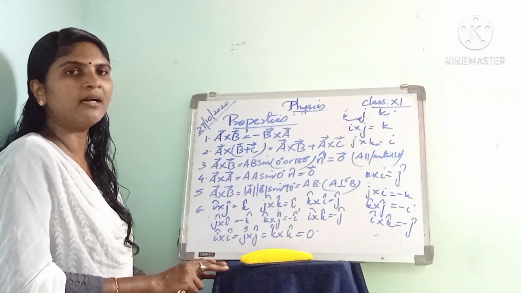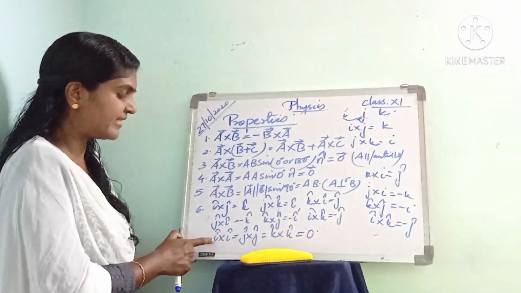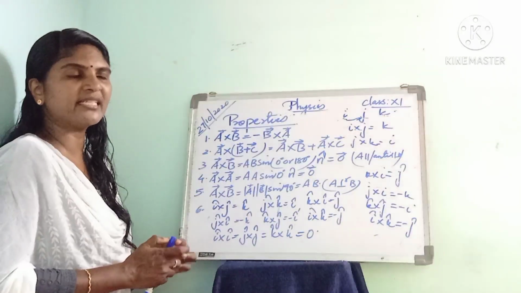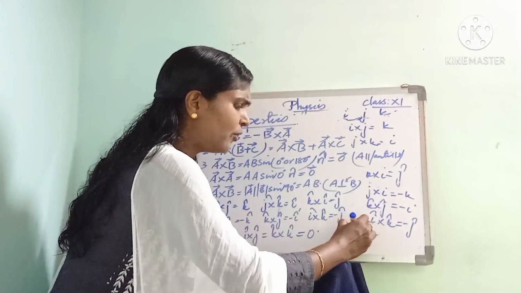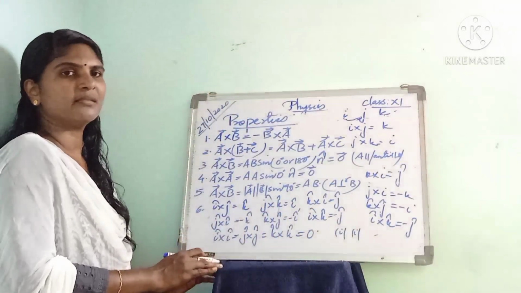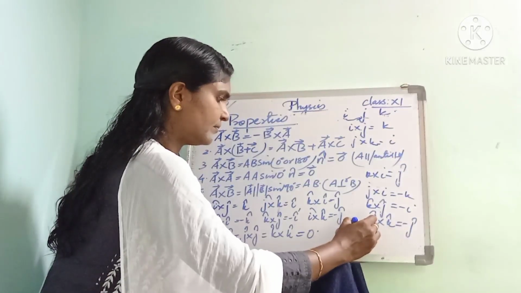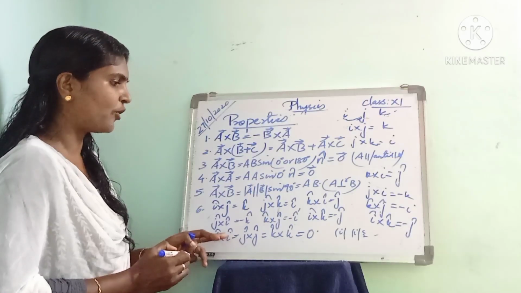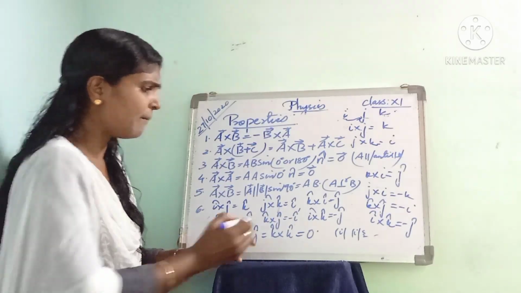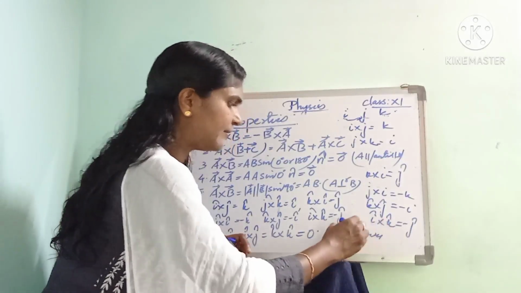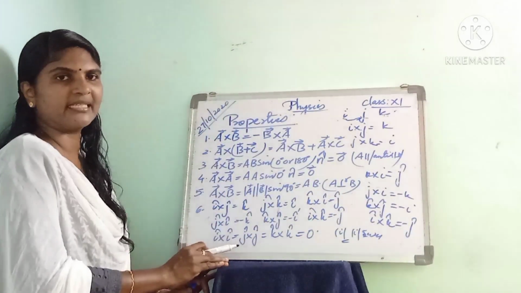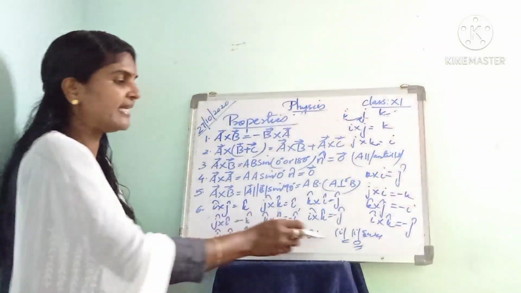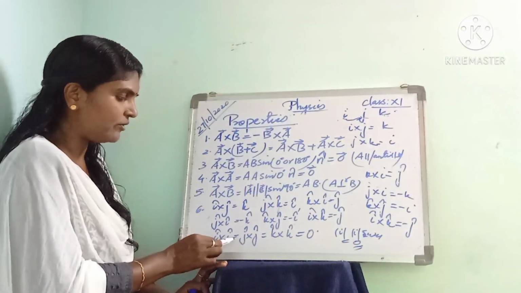And suppose we take the cross product of similar unity vectors, that means i cross i. I cross i is equal to modulus of i into modulus of i into sine theta. Then for the same vectors, what is the angle? 0. So it is sine 0, which is actually 0. So i cross i equal to 0.